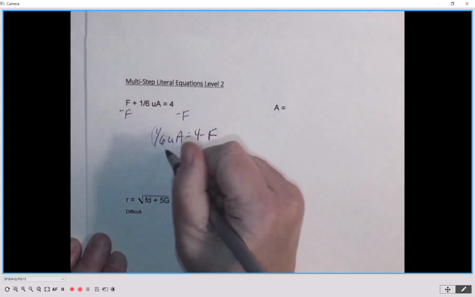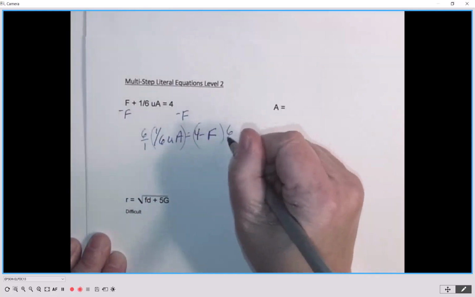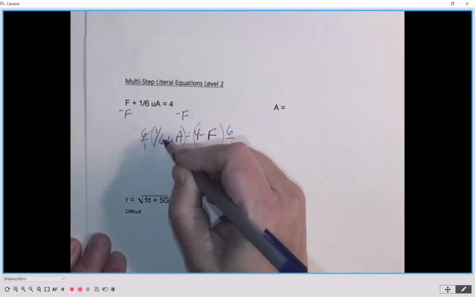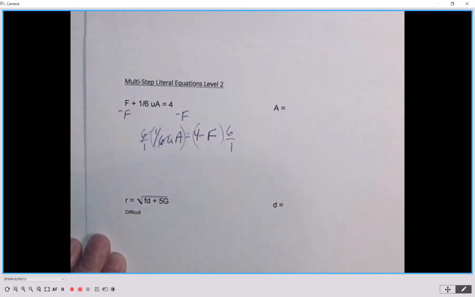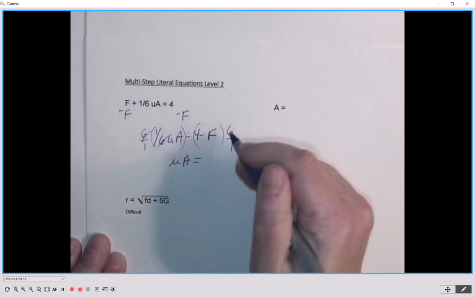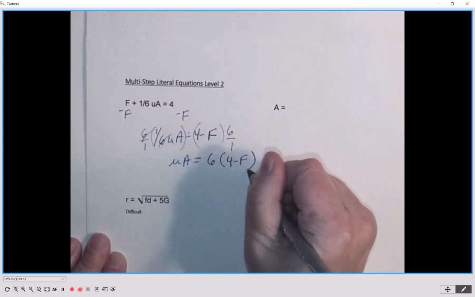So if I multiply this whole thing by 6 over 1, I do the same thing over here. 6 divided by 1, because I can eliminate the 6 on this side, leaving just u times a. And this becomes 6 times 4 minus f.